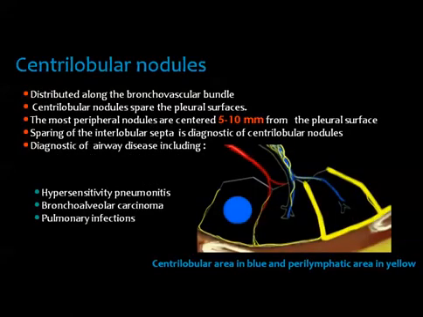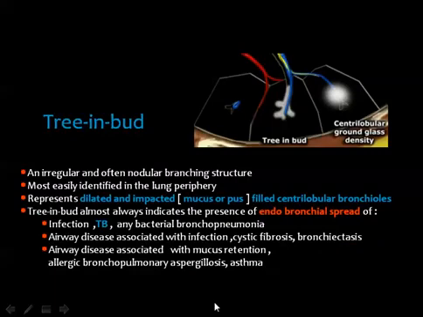Then the centrilobular nodules, we have mentioned something about hypersensitivity pneumonitis, and I said that you may see some nodules. I mentioned also bronchoalveolar carcinoma and the pulmonary infection. Then we came to one of the specific centrilobular nodules, which is known as the tree-on-bud appearance.